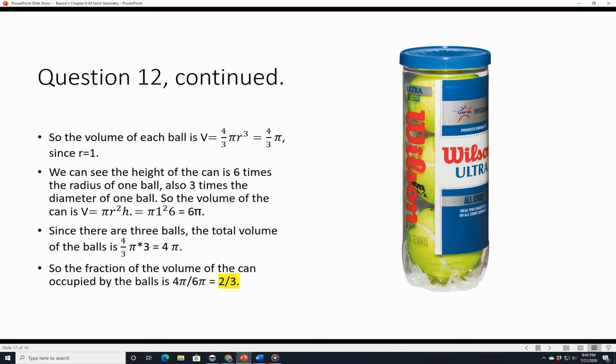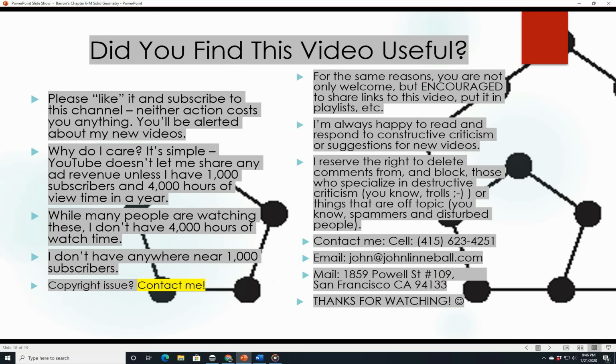Pi times 1 squared times 6 is equal to 6 pi. Since there are 3 balls, the total volume of the balls is 4/3 pi times 3 equals 4 pi. So the fraction of the volume of the can occupied by the balls is 4 pi over 6 pi, which is 2 over 3. So you would grid in 2 over 3. You could grid in 4 over 6, but do yourself a favor, reduce fractions, or use the decimal.